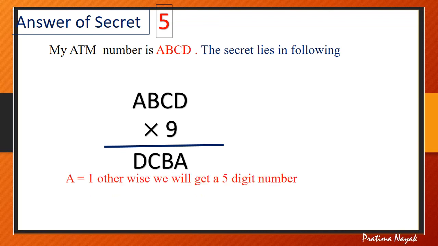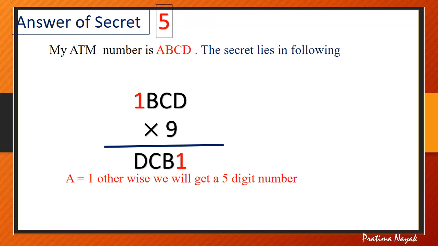So A is equal to 1. Can you get why? Because if it is 2 or more than 2, then we will get a 5-digit number. As it is the same 4-digit number, that means A is 1. The 1000 place will be 1 only. So I can replace 1.